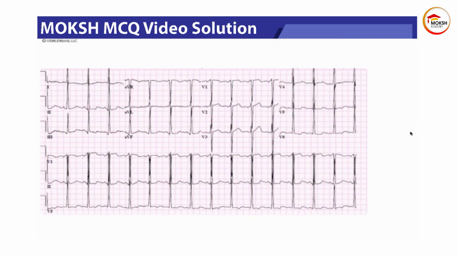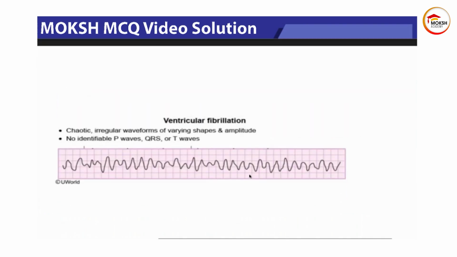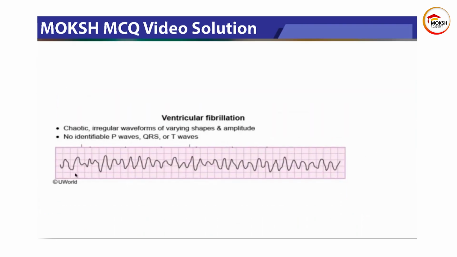Now, look at this ECG and tell me what is going on. So this is left ventricular hypertrophy, okay? In left ventricular hypertrophy, you're going to get really tall waves, okay? So all of these, look at how big they are. So this is suggestive of hypertrophy.